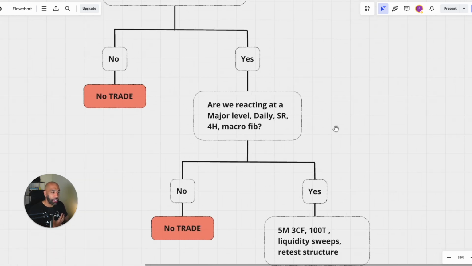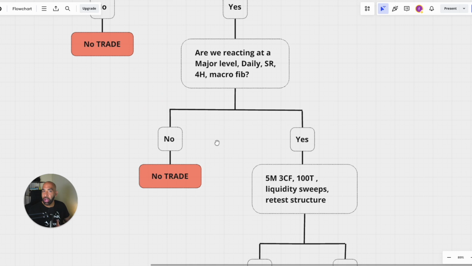But if yes, we've then got to check, are we reaching our major levels? So are we at a daily? Are we at an SR flip? Are we at a 4-hour maybe support and resistance? Are we at a macro fib level or a higher time frame golden pocket, which is a 618 and a 75? Again, if no, no trade, I'm not interested.